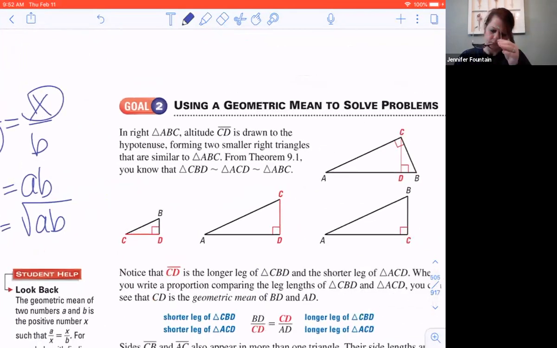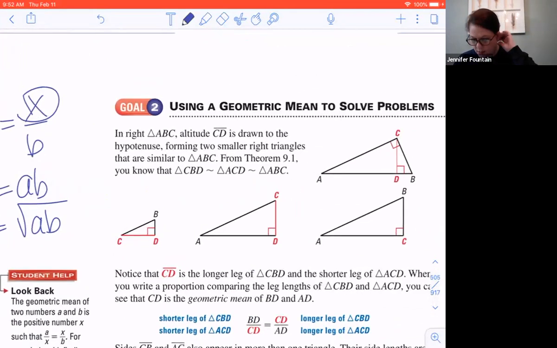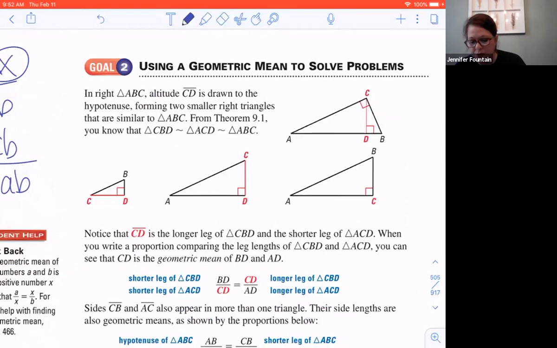All right. So it says in right triangle ABC, the altitude CD has been drawn to the hypotenuse, forming two smaller right triangles that are similar to triangle ABC. From theorem 9.1, you know that triangle CBD is similar to triangle ACD, which is similar to triangle ABC. Okay, so again, they went ahead and broke them apart separately so you can compare and look.